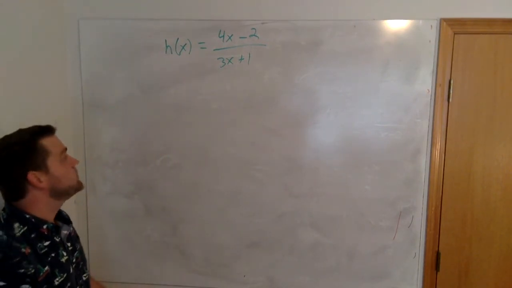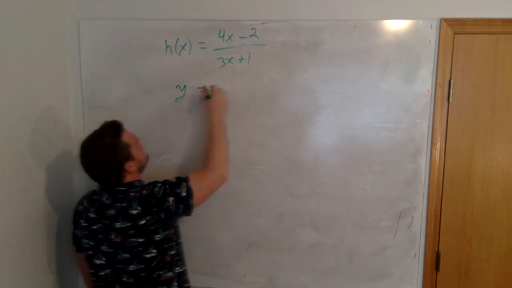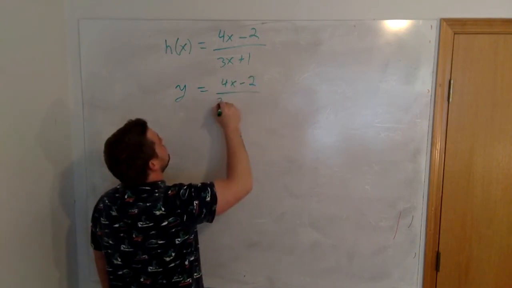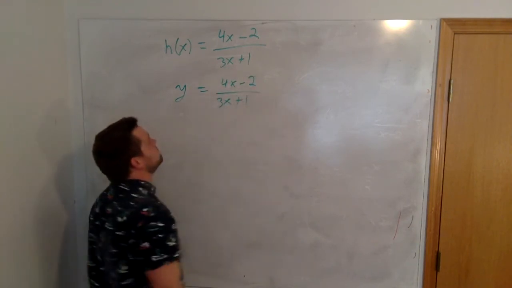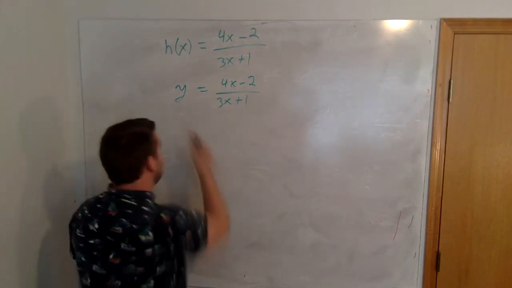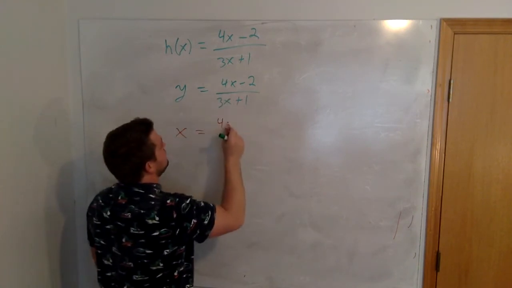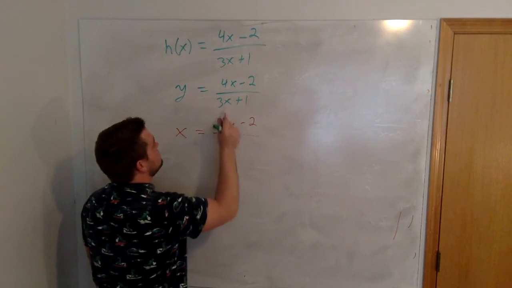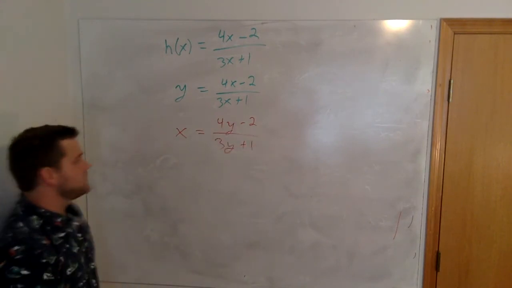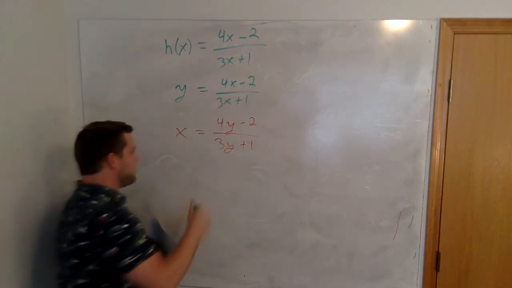Okay, let's do it. I'm first going to get out of function notation, so I'll write y is equal to 4x minus 2 all over 3x plus 1. Now if we want to start talking about the inverse, the x and y's flip-flop, so this y now becomes an x, this x becomes a y, this x becomes a y, and now, since we're talking about the inverse, I want to be able to solve for y. So let's do it. Let's solve for y.